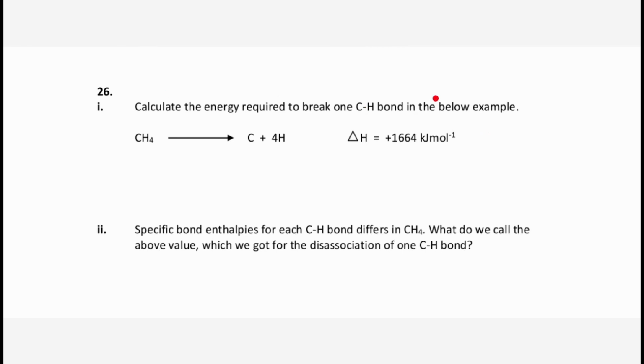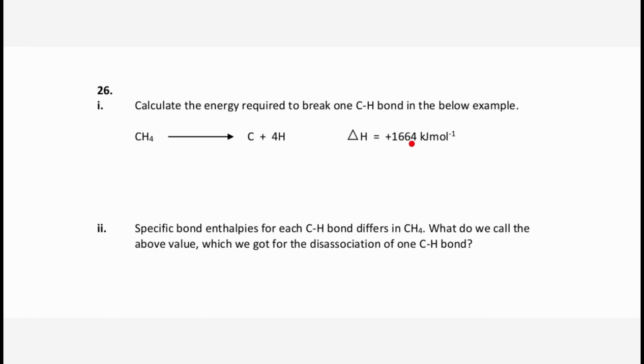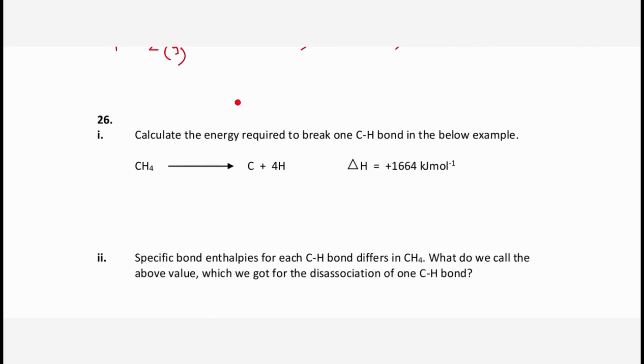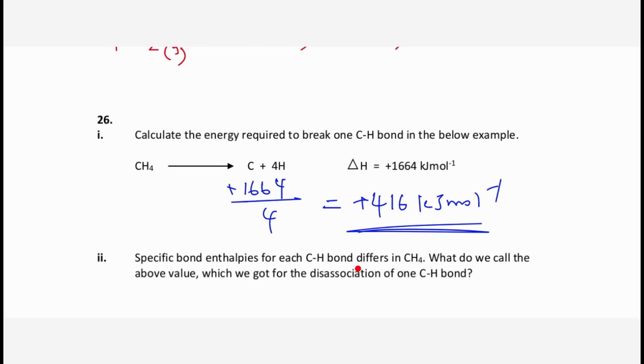So the energy required to break 4 carbon-hydrogen bonds is given as plus 1664 kilojoules per mole, which means this is the enthalpy of dissociation, which is given. That means to break all 4 bonds in 1 mole of methane. The question is, calculate the energy required to break 1 C-H bond. So simply, this is for breaking 4 bonds, so for 1 bond you divide by 4. This is the energy required to break 1 C-H bond, which is 1/4 of it.